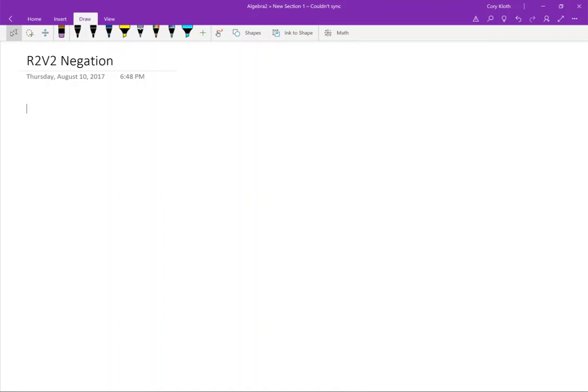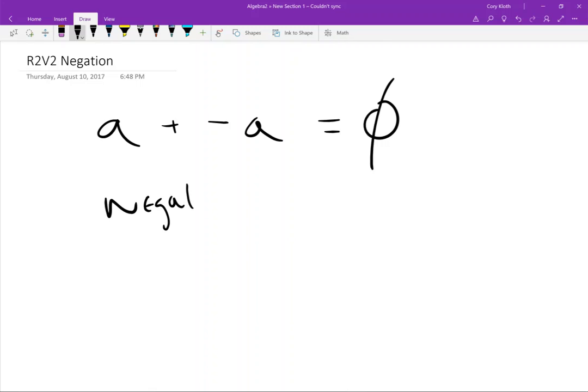The definition mathematically of negation is that if we've got some number and we add to it another number so that the sum is equal to 0, they are in a negation relationship. This is also called the additive inverse.